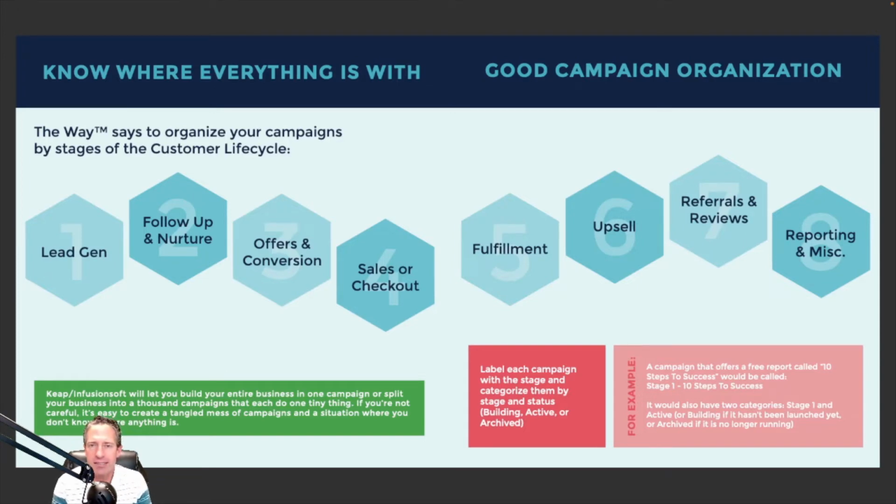It's not really a stage of the customer lifecycle, but it's a stage in the sense that it helps us organize campaigns. So back to our question, how do you organize campaigns? Well, we organize them this way. We build them and label them according to the stage of the customer lifecycle, the function that they fill. So let's jump off of this screen and get into a Keap account, and I'll show you what this looks like.